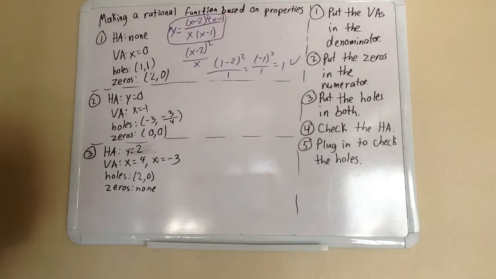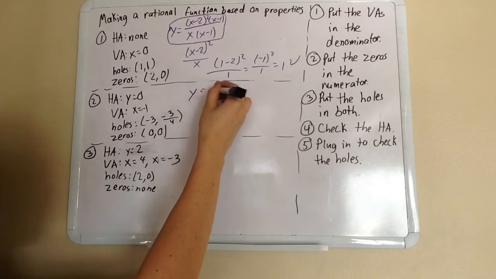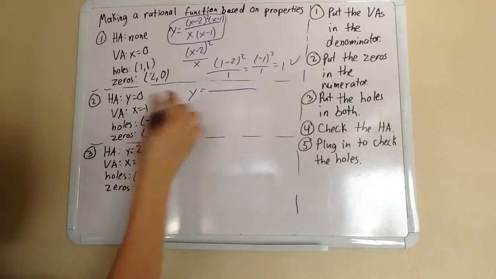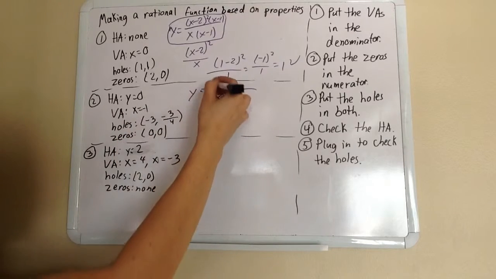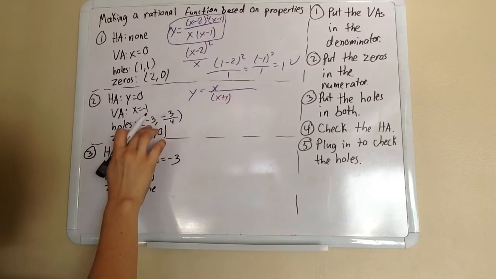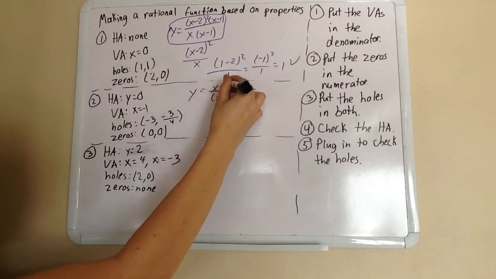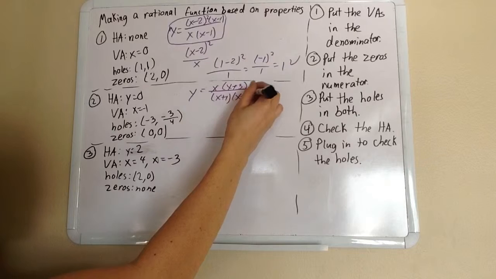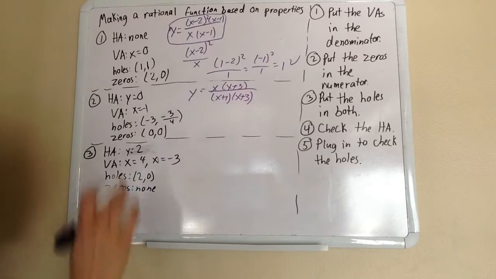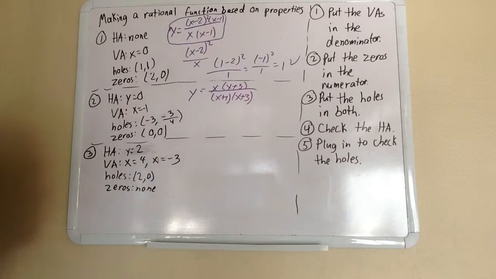The second one, starting off the same way, it's y equals. On the bottom, we're going to put x plus 1. On the top, we're going to put x. And on the top and bottom, we're going to put x plus 3. So here, we're going to look at the horizontal asymptote. It's y equals 0. So if it's y equals 0, then we need to square something on the bottom, because now we need the bottom exponent to be bigger than the top.